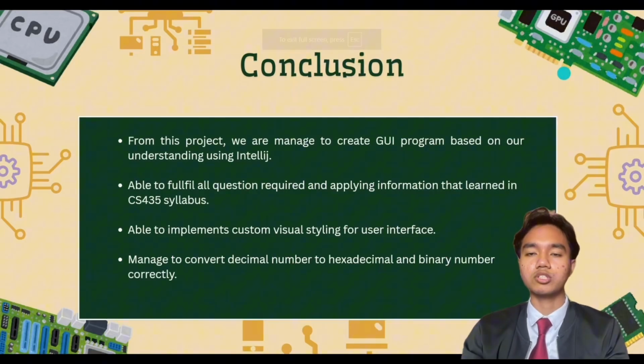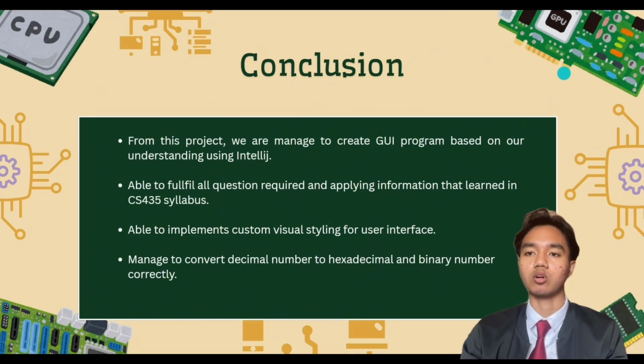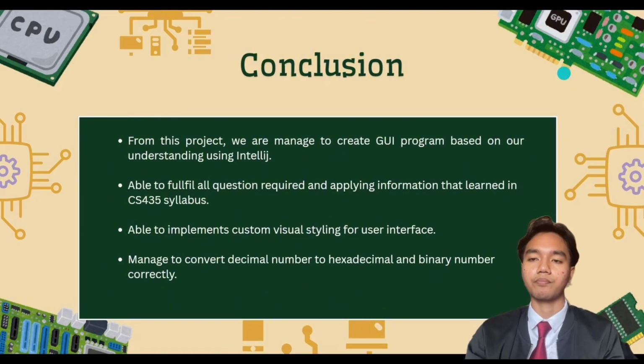To conclude, this project helped us apply the knowledge we learned in the CS435 course using IntelliJ IDEA. We successfully designed a user-friendly interface with custom styling to improve the overall appearance and usability. The main objective of the project was achieved, which is to convert decimal numbers into hexadecimal and binary accurately. Overall, this project improved our understanding of Java GUI development, event handling, and number system conversion.